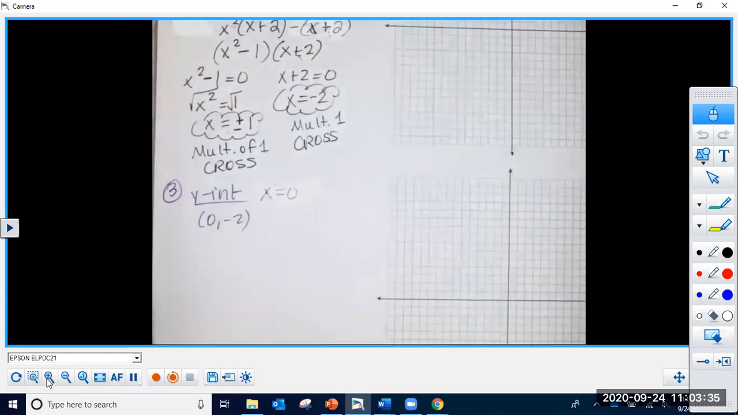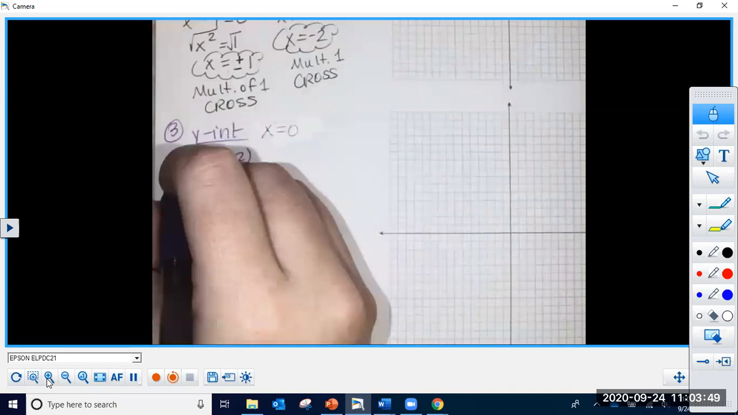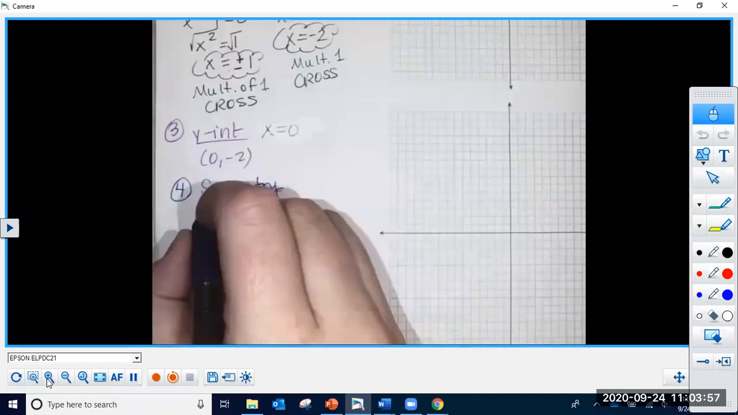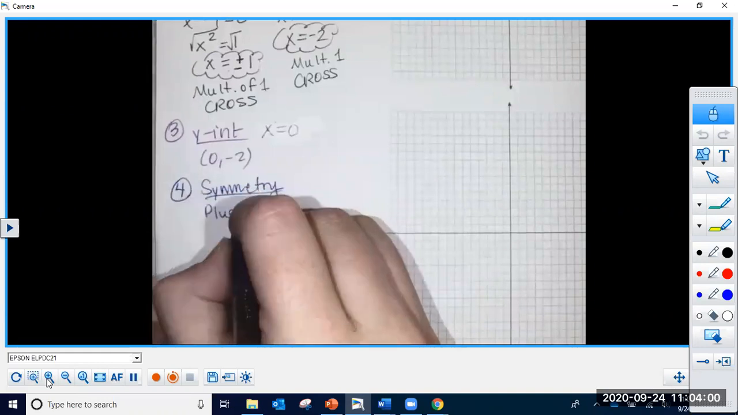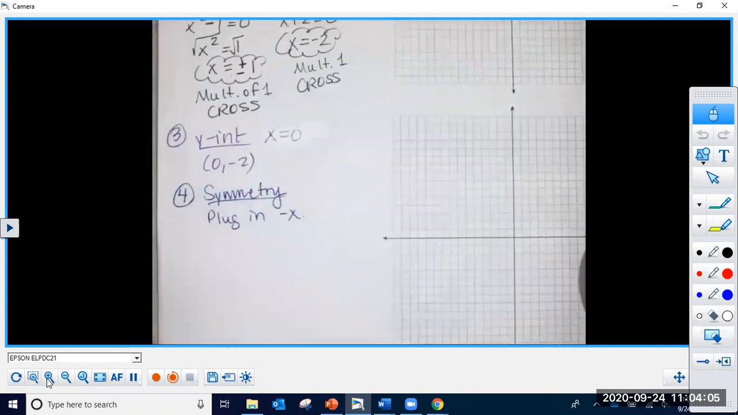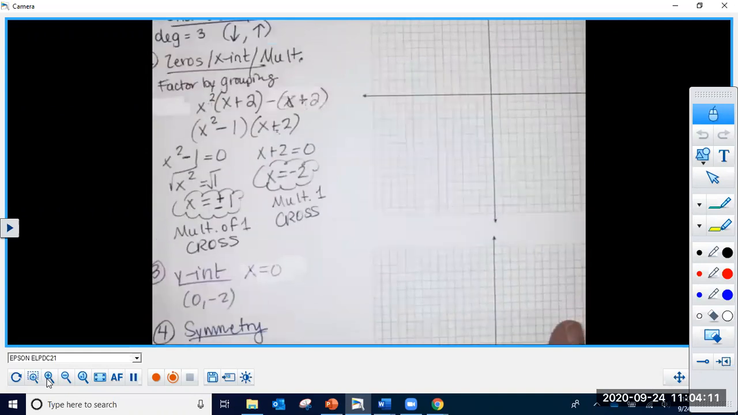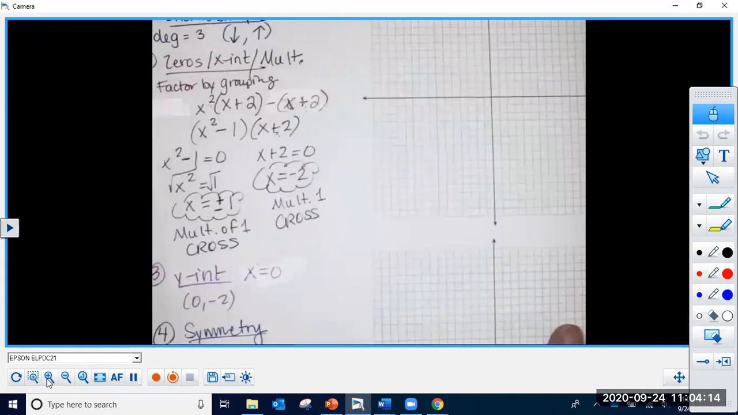Last thing that you have to check for is symmetry. And then we're also going to talk about turning points, which I forgot to tell you about before we did all this. But turning points is easy too, like that. Number 4, symmetry. We're just trying to see if it has symmetry or if it doesn't. And this is where you would plug in -x. But if you know, like, think about this common sense, and hopefully you guys know this by now. If I take a negative number and square it or raise it to an even exponent, what's always going to happen?